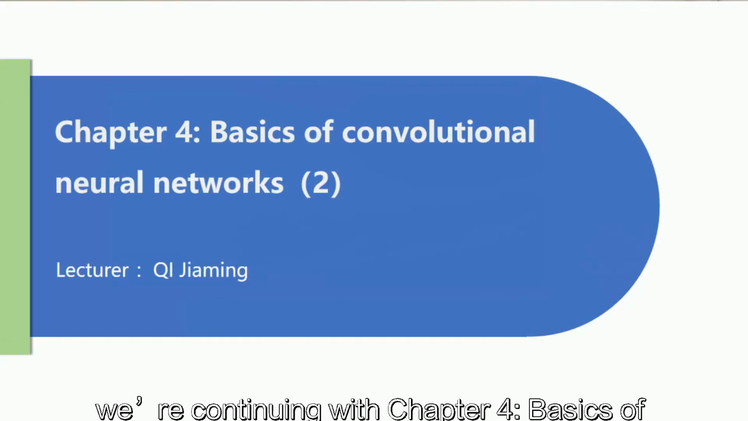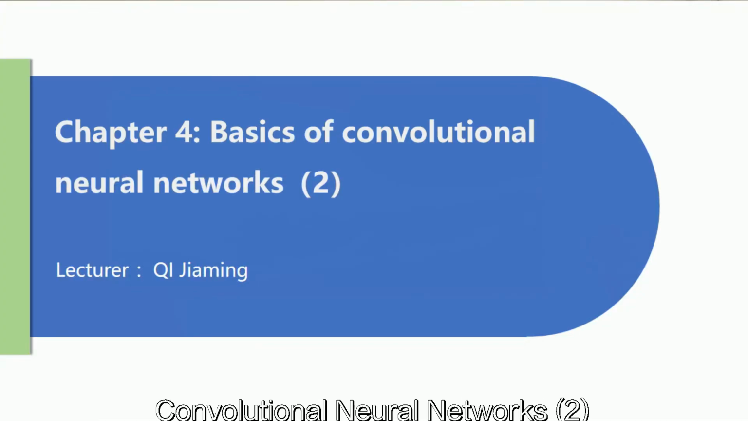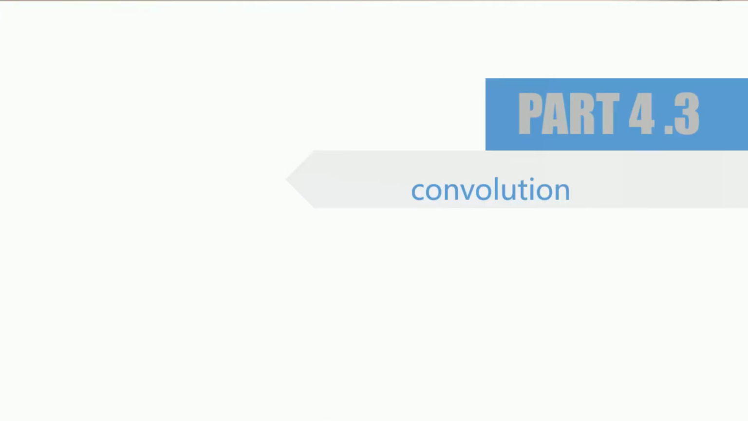Today we're continuing with Chapter 4, Basics of Convolutional Neural Networks 2. And our focus is entirely on Part 4.3, Convolution, the core operation of CNNs. Let's break down what convolution is, how it works, and how to implement it with TensorFlow.